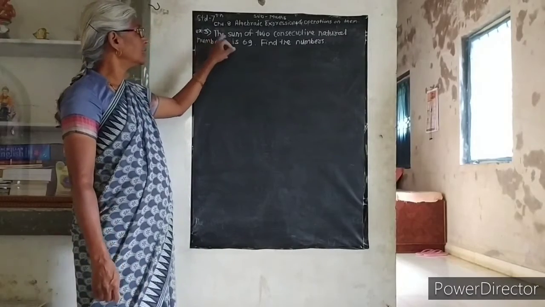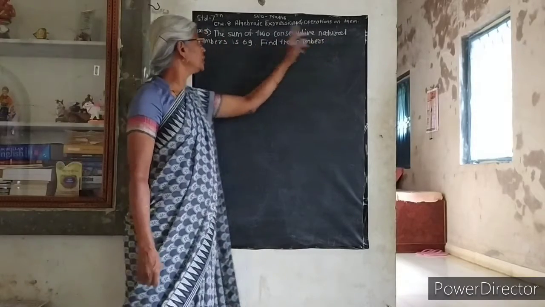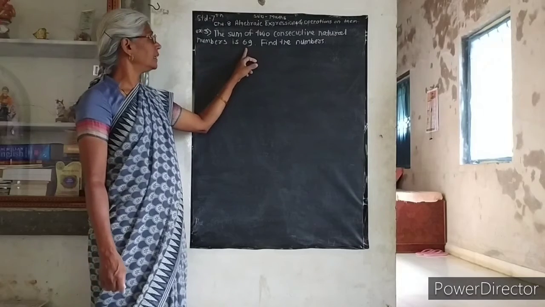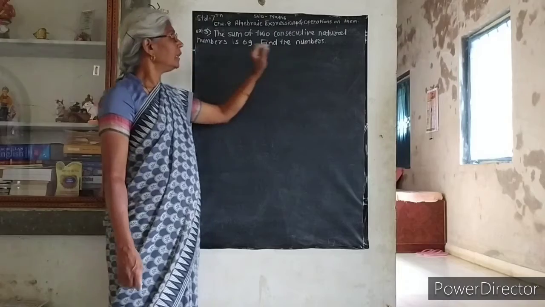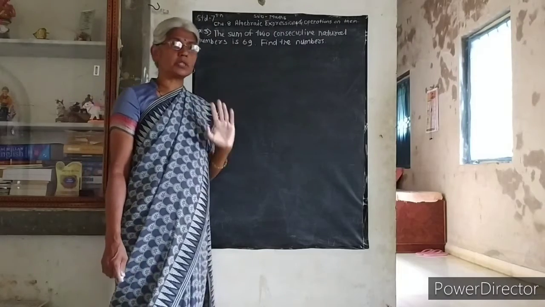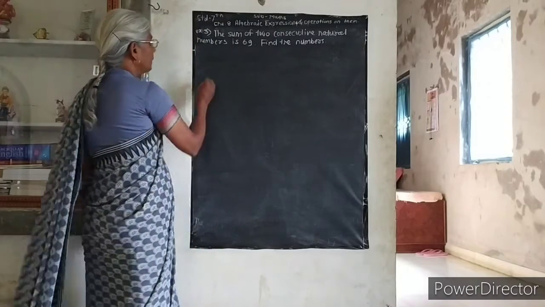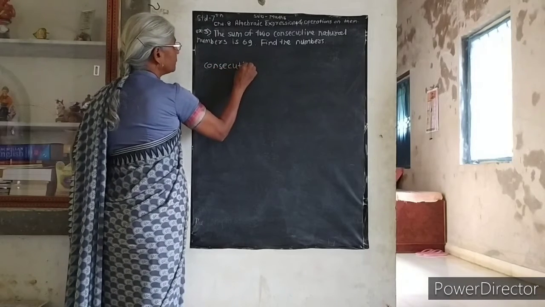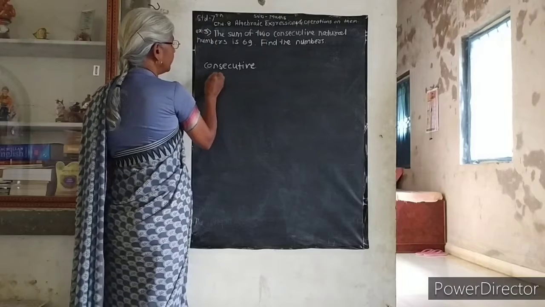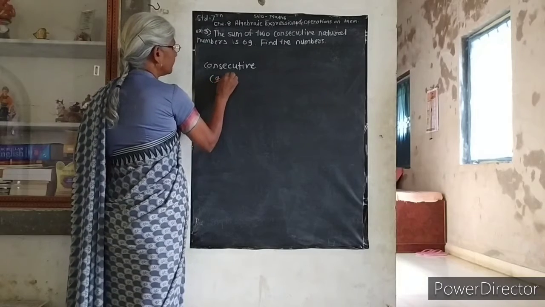Example number 3. The sum of two consecutive natural numbers is 69. Find the numbers. Then first we learn about some terms. Firstly, consecutive. In Marathi, it is called as kramane.